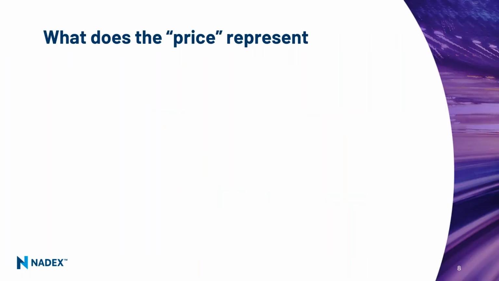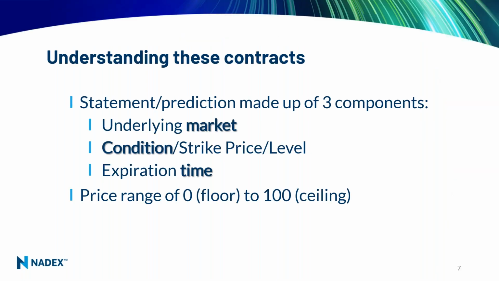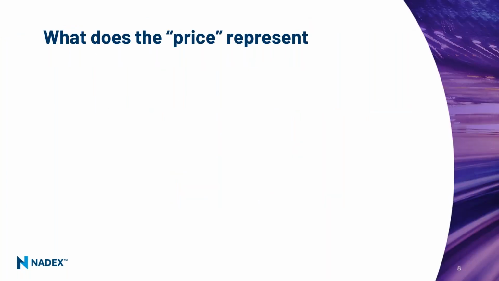And now what I want to talk about, and before I jump there, it is going to trade between 0 and 100. But in the end, remember, it's a binary. It's going to be one or the other. So let's get into what is the price of a binary option? What does that price actually represent?